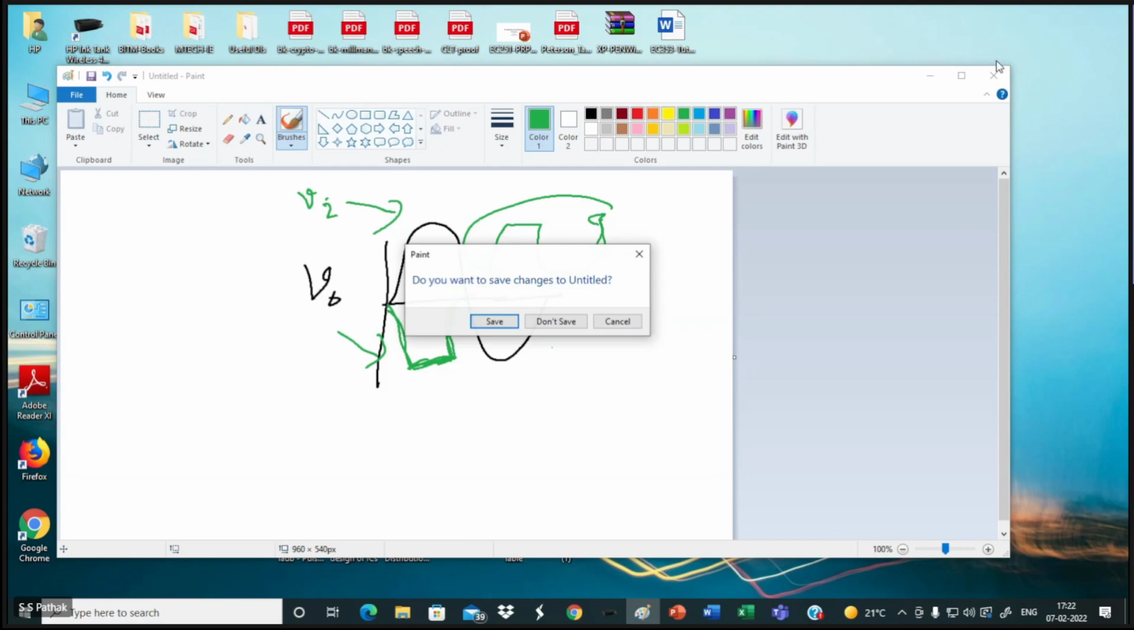Any question here? So the clipper I have completed. Next, the transistor or two, they will go to a clamping circuit.